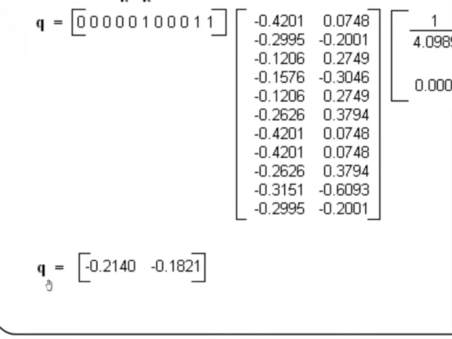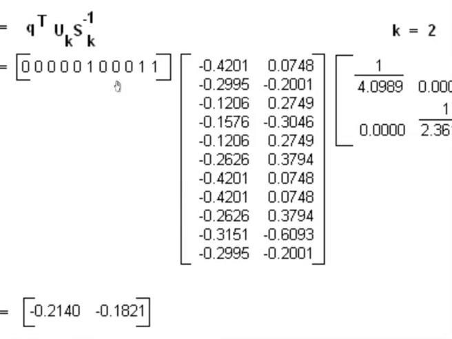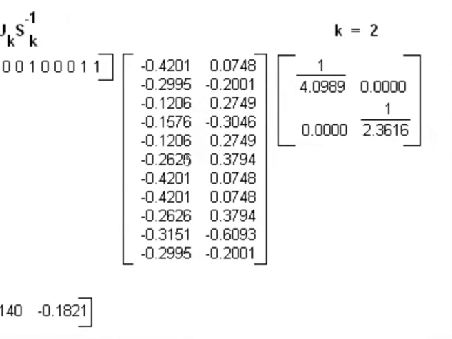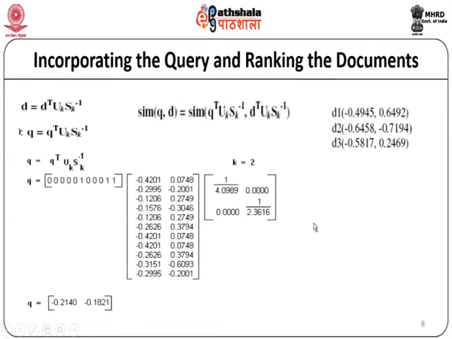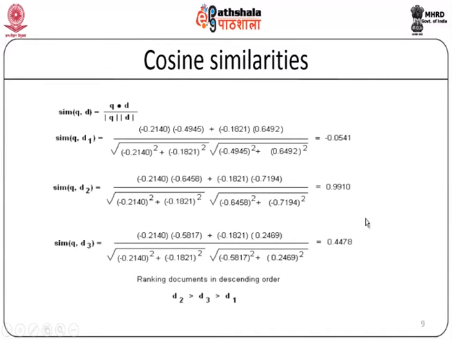So, the 2 dimensional vector for the given query Q is now equal to minus 0.214 and minus 0.182. This is derived by multiplying the 3 matrices, that is the Q transpose matrix, the reduced U matrix and then the reduced singular value matrix. Similarly, the documents can also be represented as 2 dimensional vectors. Now, we can take these 2 dimensional points and plot them, and you can have a 2 dimensional scatter plot.